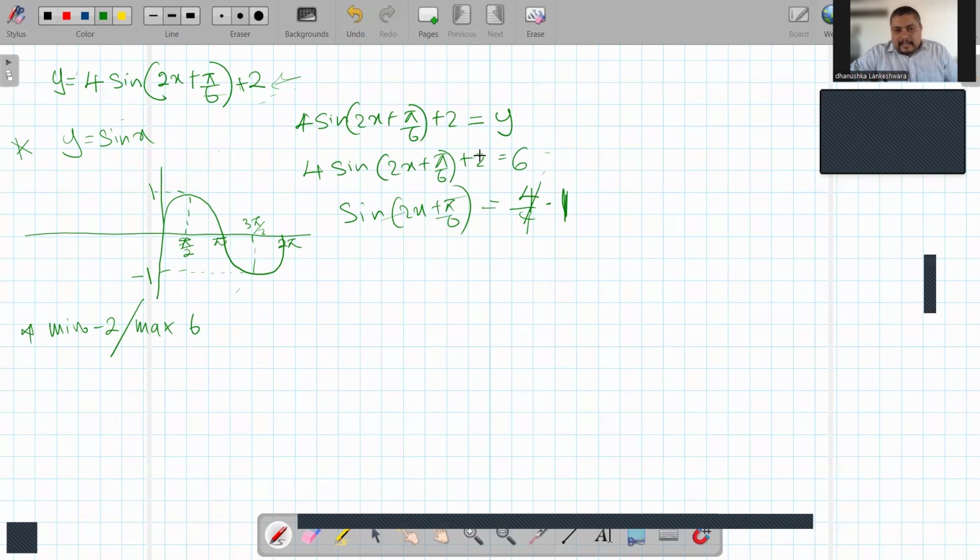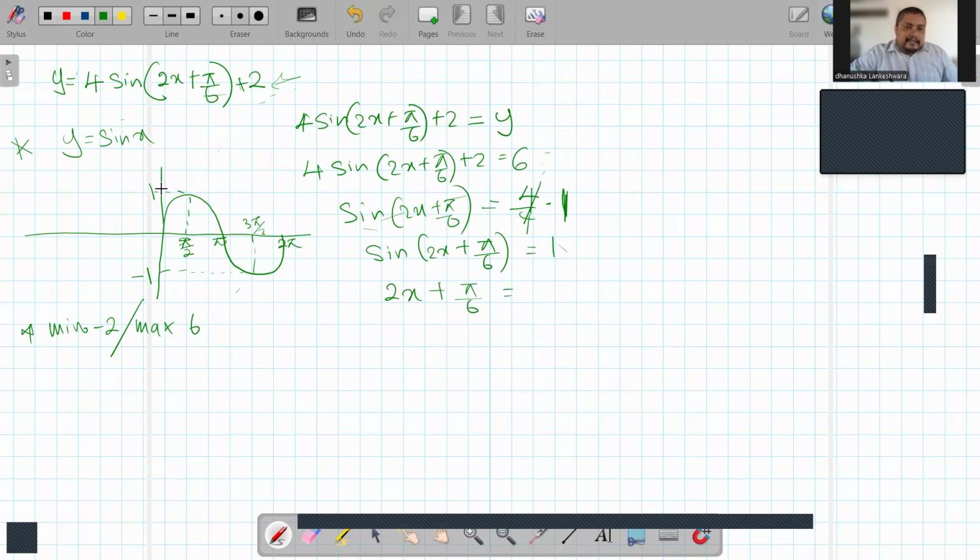So you clear, no? Plus 2 goes to this side, becomes minus 2. So then it is 4. 4 divided by 4 means 1. Okay. So I can write sine(2x + pi/6) = 1. So 2x + pi/6 means sine inverse 1.